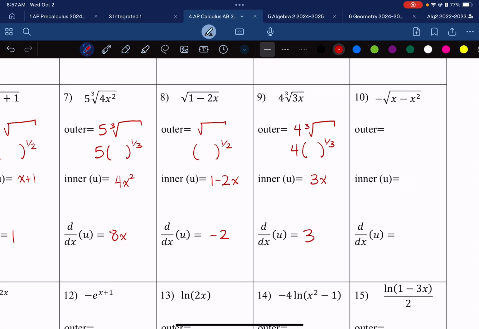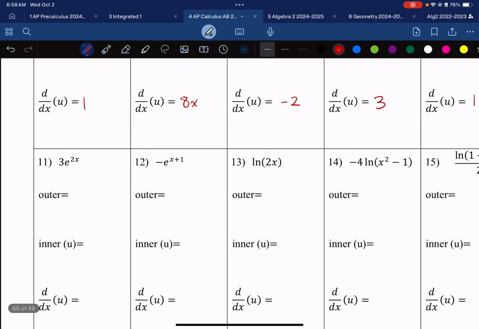Number 10, the outer is going to be negative square root of whatever the inside is, which is the same thing as saying negative that thing to the power of 1/2. The inner is going to be x minus x squared. And when I take the derivative of that, the derivative of x is just 1, because it's the derivative of 1x, right? And the derivative of negative x squared, well, it's going to be negative 2, because, again, the 2 drops down in front. So there's my 2, and then I'm going to write x to the power of, this is powerhouse, 2 goes down a power to the power of 1, and I don't write the 1, so just 1 minus 2x.